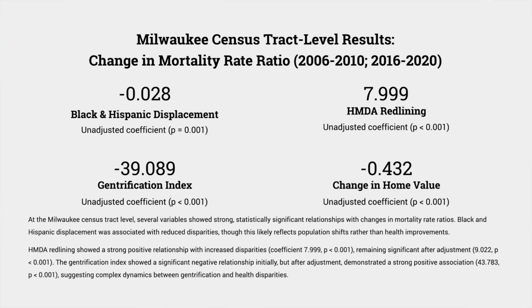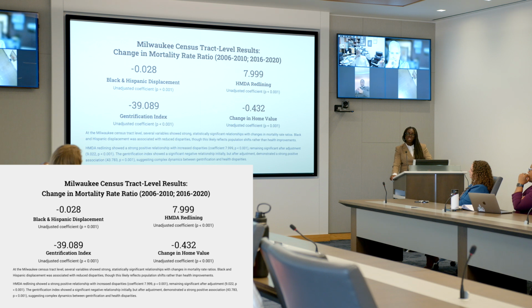Now we're on to the census tract level with the Milwaukee study, which is the second aim. At this level, the analysis revealed several statistically significant associations with changes in mortality disparities. For Black and Hispanic population displacement, there was a strong negative association with mortality disparities, suggesting that displacement, particularly in marginalized communities, may have led to a reduction in racial mortality disparities, though this was likely driven by population shifts.